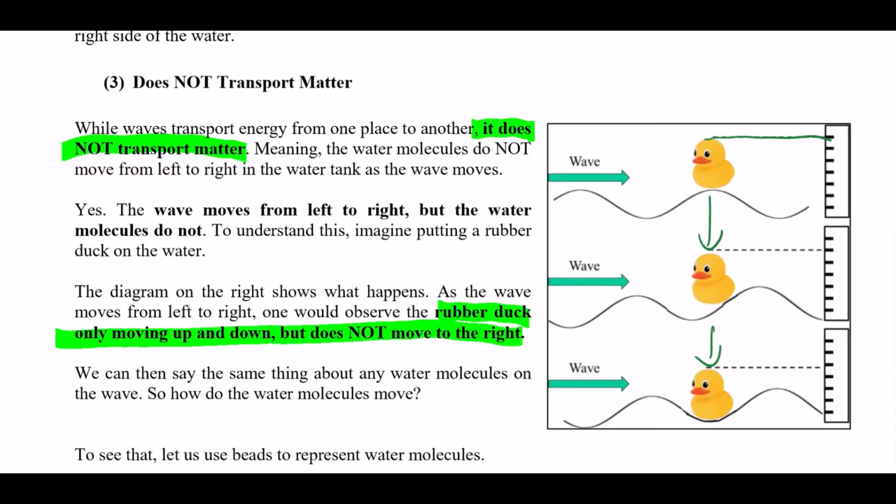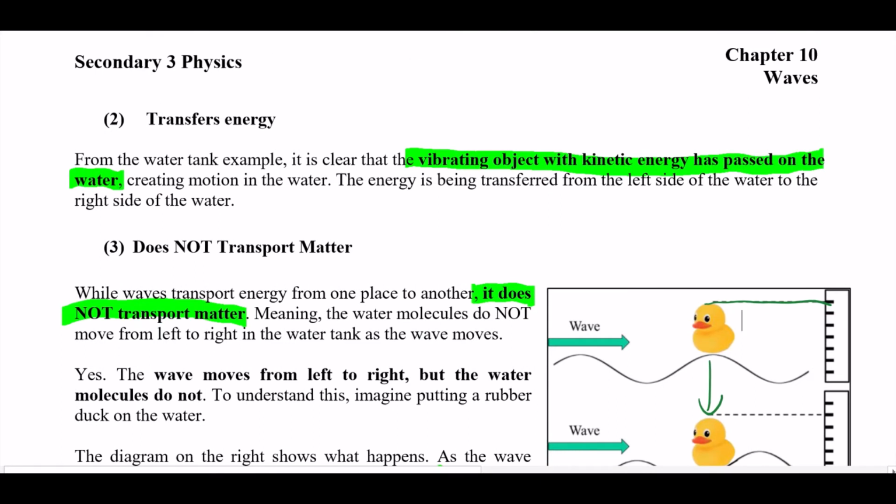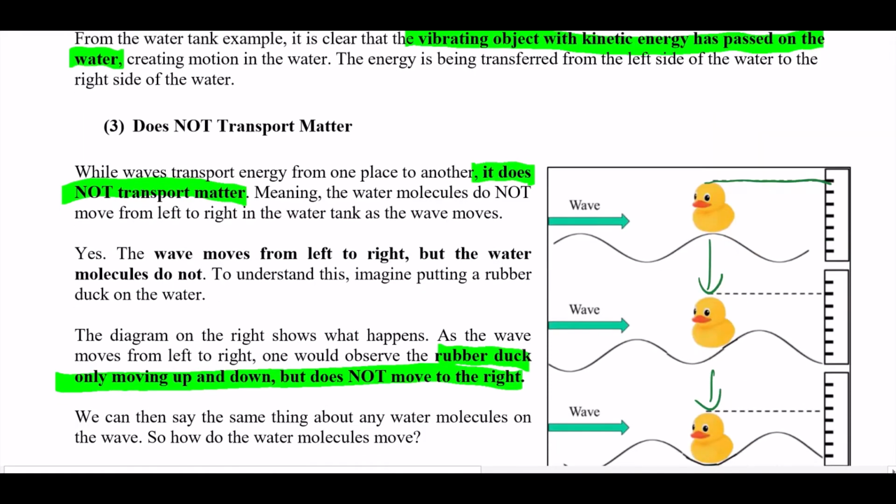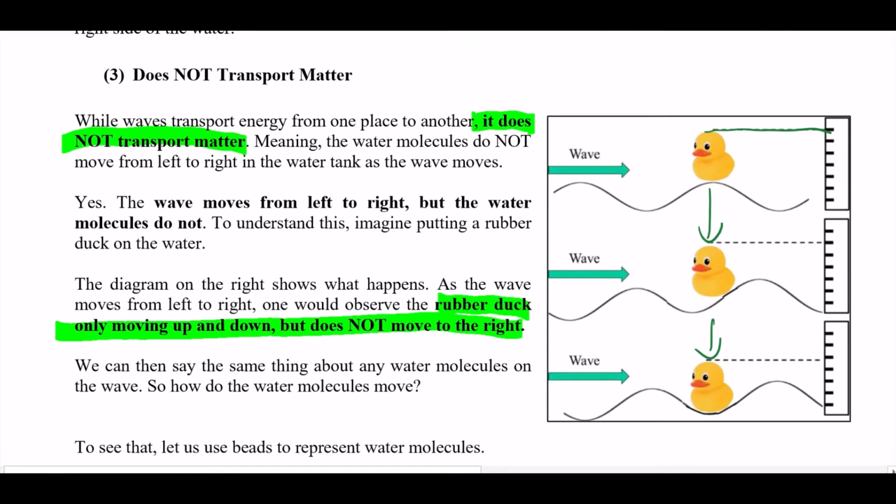Alright, so from that video you can see that the floating object really does not move in the direction of where the wave is traveling. Rather, it only bobs up and down. So this proves that a wave does not transport matter. This object floating on the wave does not travel in the direction of the wave, so it does not transport matter. So recap again: a wave transfers energy from one point to another in the direction of the wave transfer, but not any matter that is floating on the wave itself.